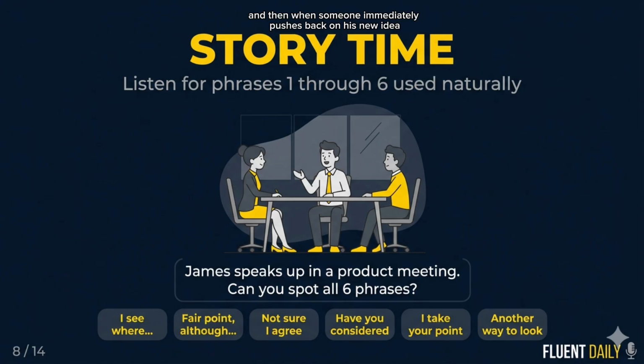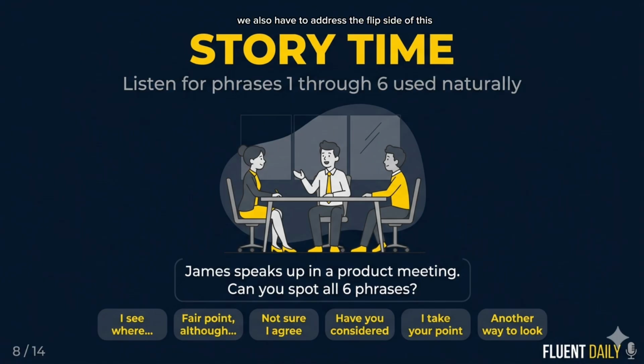And then, when someone immediately pushes back on his new idea, James doesn't get defensive. He just says, point taken. I'm not sure I entirely agree. Have you considered running a small test first? And the result is incredible. He challenged the entire room's foundational assumption, but nobody felt attacked. Everyone felt heard, and they finally broke the deadlock and moved forward. It's just a masterclass in diplomacy.